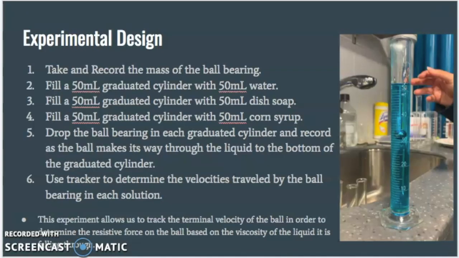For the experimental design of this lab, we first had to take and record the mass of the ball bearing. Then we filled three 50-milliliter graduated cylinders with 50 milliliters of water, dish soap, and corn syrup. Then we dropped the ball bearing in each graduated cylinder and recorded as the ball made its way through the liquid to the bottom of the graduated cylinder. Then we used Tracker to determine the velocities traveled by the ball bearings in each solution. This experiment allows us to track the terminal velocity of the ball in order to determine the resistive forces on the ball based on the viscosity of the liquid it is falling through.